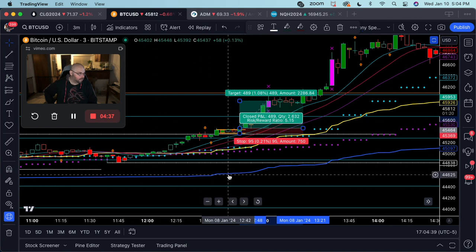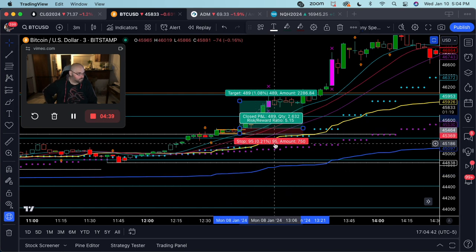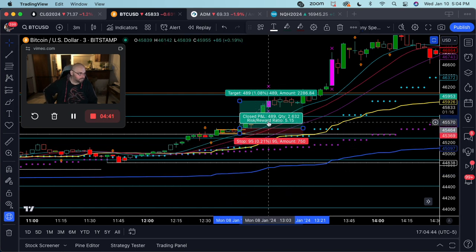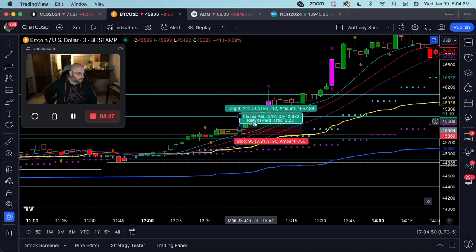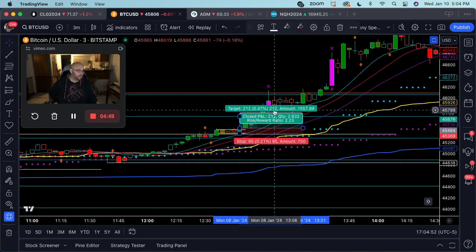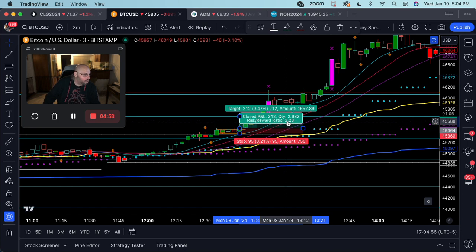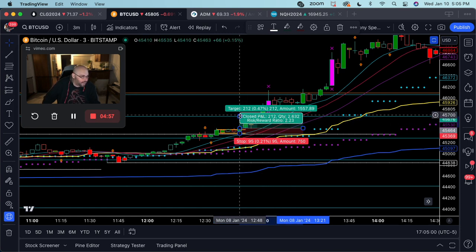Okay? So, risking 95 ticks. My first target is going to be here at this daily pivot. Right? So I am looking to take profit at 212 ticks. A risk reward of 2.23 to 1. When price action hits this daily pivot, I am going to sell part of my position.